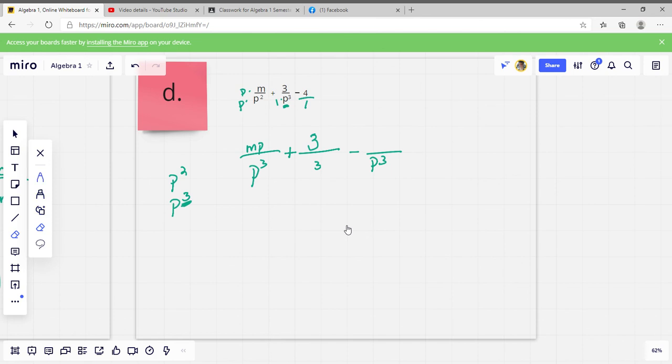Fix that so you can read it. There we go. And this one I had to multiply times p to the third. And I multiply the top times p to the third. So it'll be 4p to the third. Alright, so that is going to make p to the third our new denominator. Then we're going to have mp plus 3 minus 4p to the third.